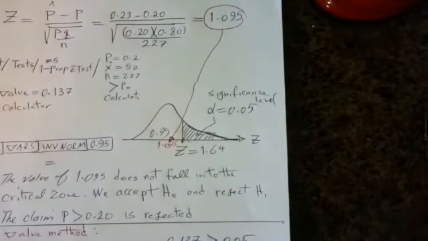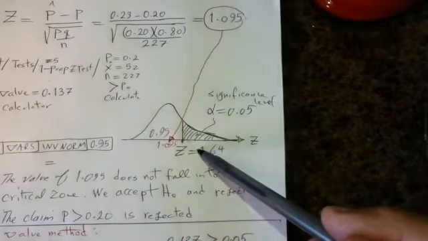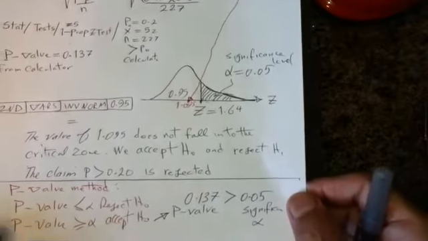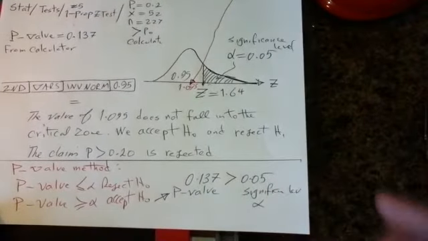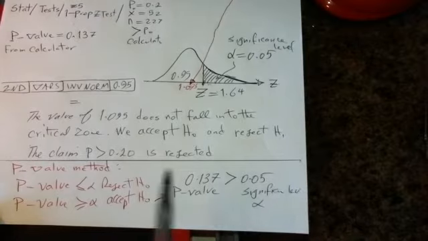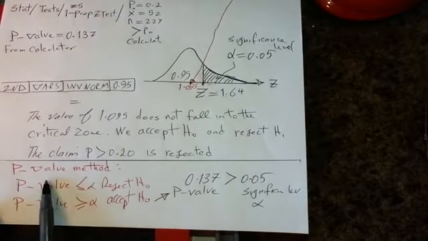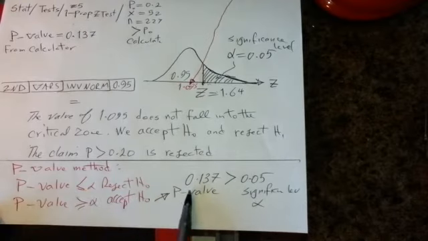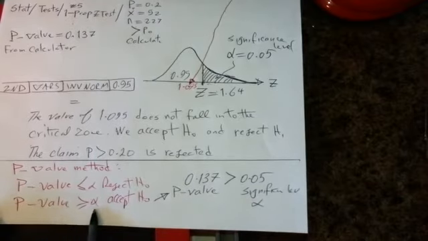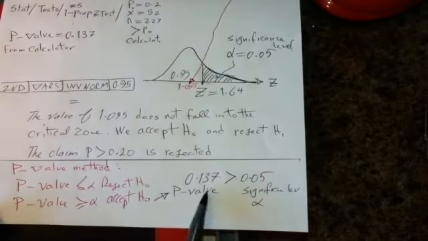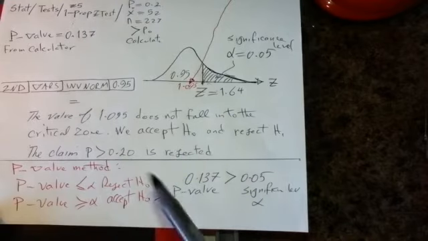So comparison of the calculations will tell you which one is correct. P-value method: you use the method I showed you for the calculator, and the calculator would give you this number, 0.137. 0.137 is greater than alpha. If your p-value is greater than alpha, accept H0. So again, these two must match. See how we accept here and we accept here?